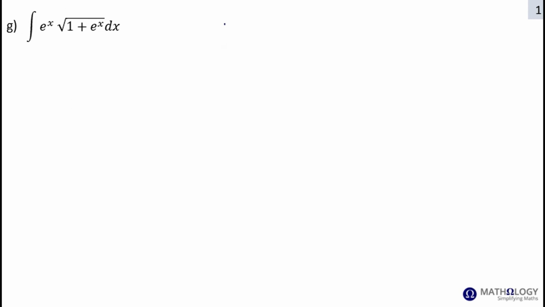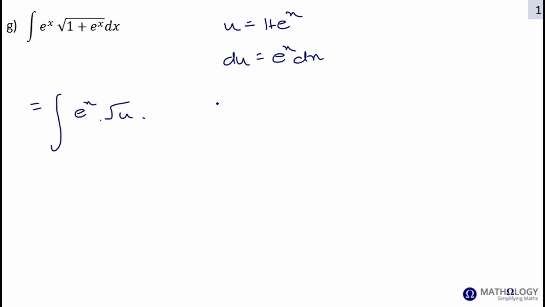Here we are going to call u 1 plus e to the x. Du therefore equals e to the x dx. So we have the integral of e to the x times the square root of u times dx. So dx would be du divided by e to the x. So we have du divided by e to the x.